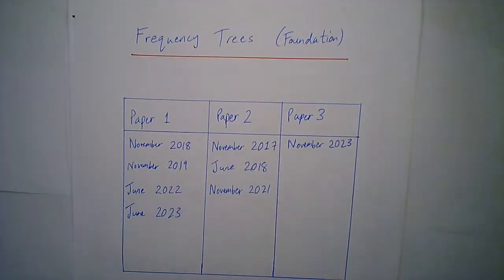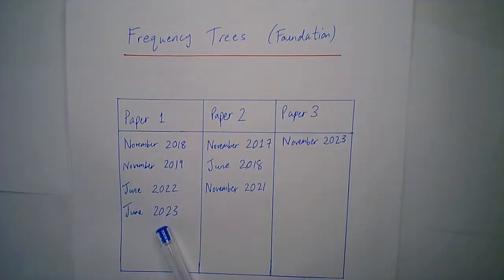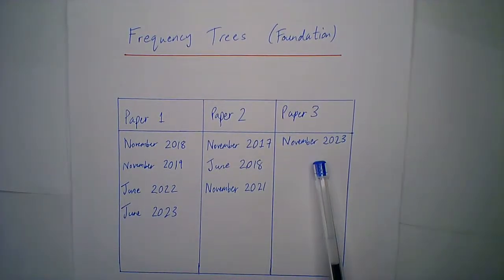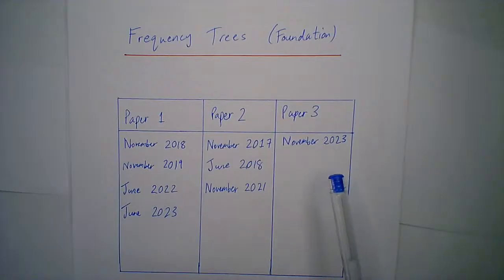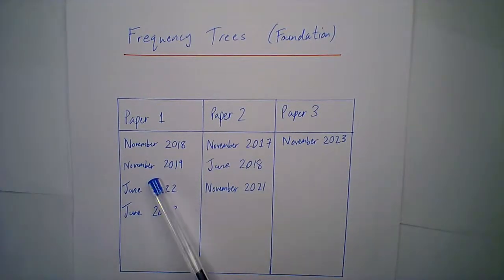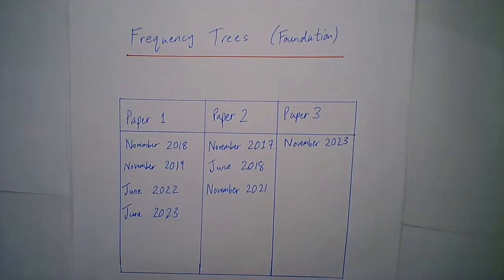And before we go to that, as you may notice, I do a little bit of analysis. So frequency trees for foundation, it does occur in paper 1. You can see it's occurred quite frequently. It's occurred in paper 2 and paper 3. So I've looked at papers from 2017 to 2023, and this is how they occur. So you can see clearly that this is both a non-calculator and a calculator topic. Okay, let's go to the next question.